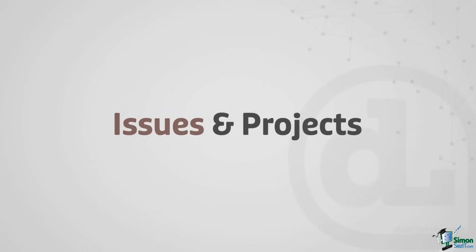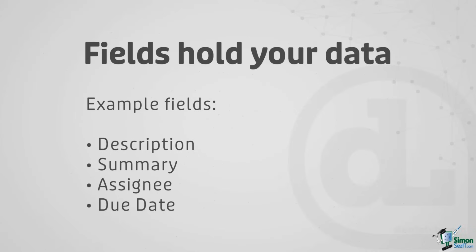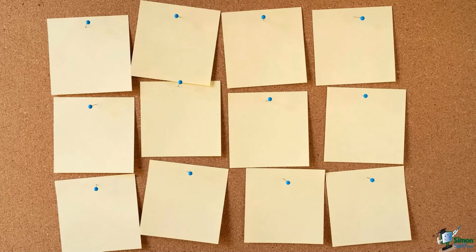Let's start with issues. Issues are the heart of what you'll be tracking in Jira. Issues are containers for fields, and fields hold all of your data. So things like the description, the summary, who it's assigned to, a due date, attachments, comments, all of those things are fields on issues. One of my favorite ways to explain issues is to think of them like Post-it notes.